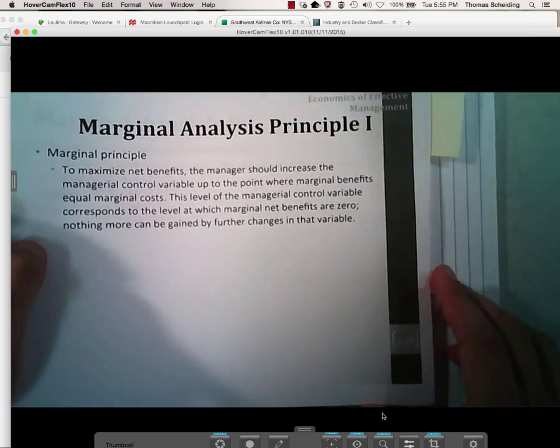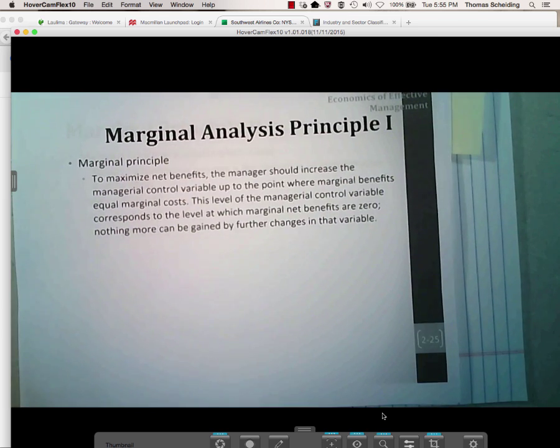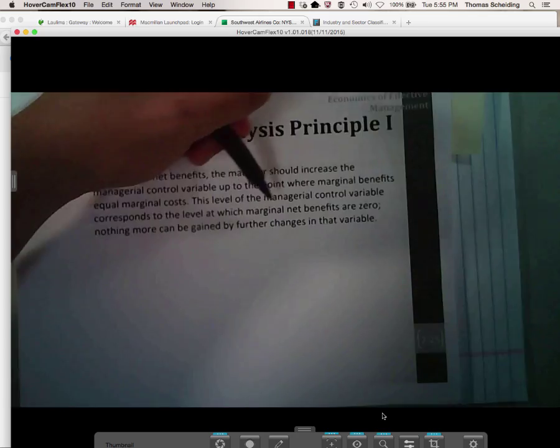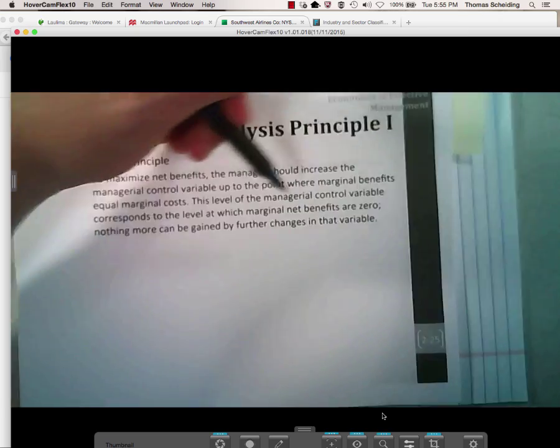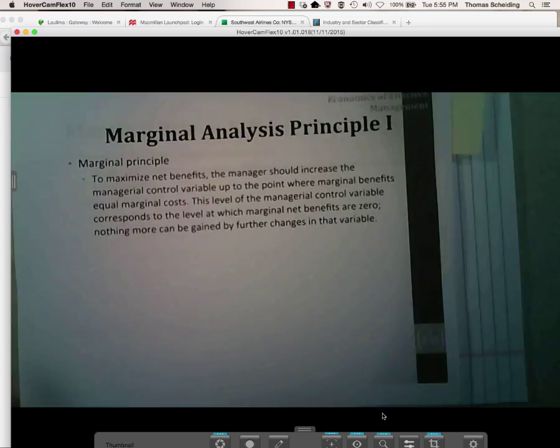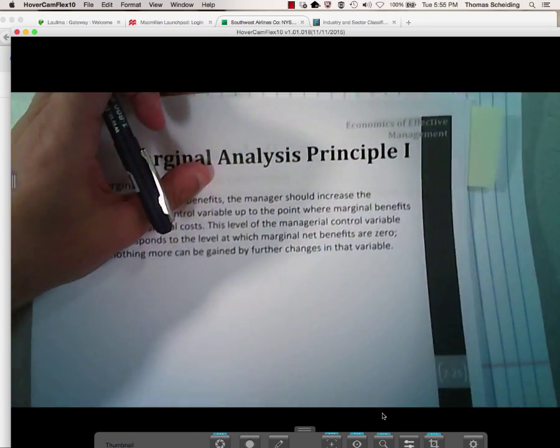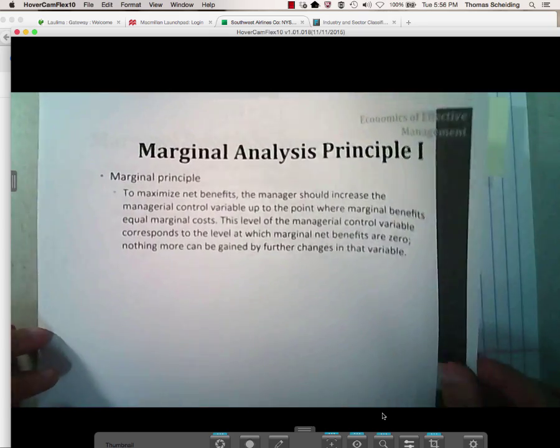And that's what we see on these slides then. That the manager should try to control things up until the point where marginal benefits are equal to the marginal costs. And at that point, the marginal net benefits are 0. Because the marginal net benefits are 0, then my total net benefit will be maximized.